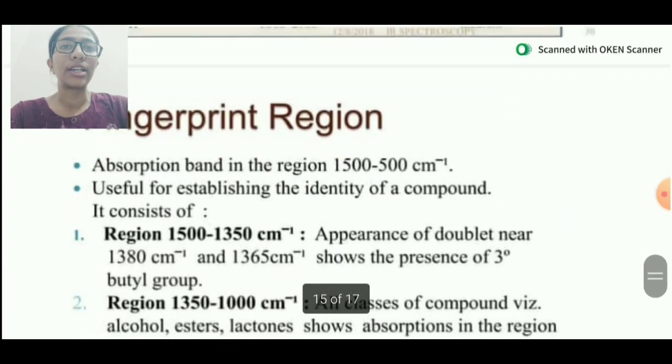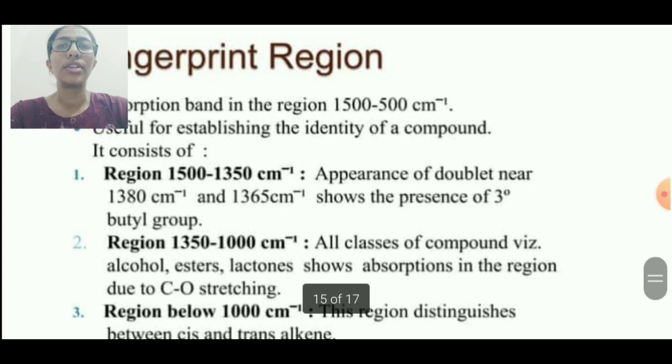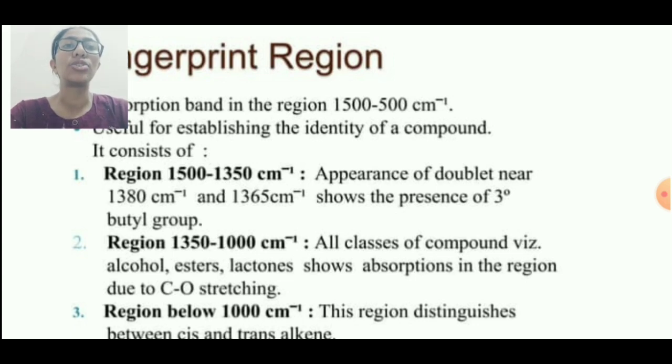Next is the fingerprint region. Absorption bands in the region 1500 to 500 cm⁻¹ are useful for establishing the identity of a compound. It consists of the first region, 1500 to 1350 cm⁻¹. Appearance of a doublet near 1380 cm⁻¹ and 1365 cm⁻¹ shows the presence of a tertiary butyl group.